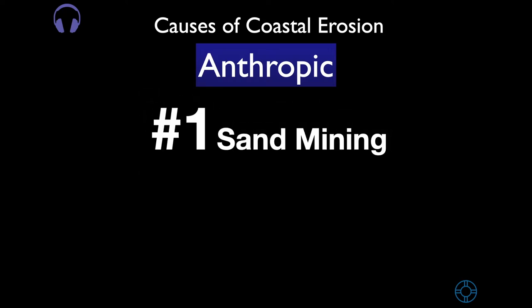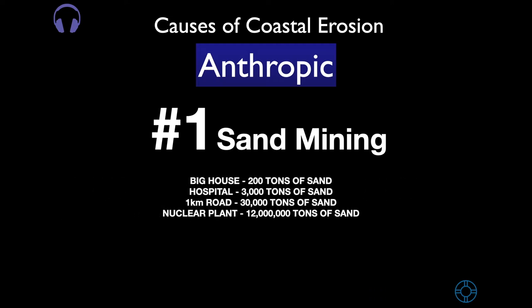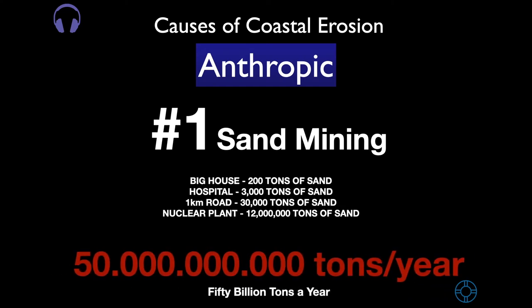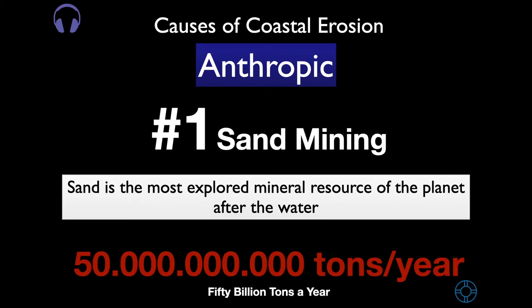Sand mining is the number one cause of coastal erosion. For example, a big house uses an estimated 200 tons of sand, and a hospital uses an estimated 3,000 tons of sand. One kilometer of road uses at least 30,000 tons of sand, and a nuclear power plant uses in the order of 12 million tons of sand. It's estimated that per year we use 50 billion tons of sand to maintain our pattern of consumption. Sand is the most exploited mineral resource of the planet just after water. Let's see some more information.